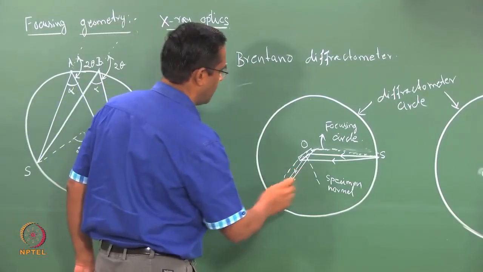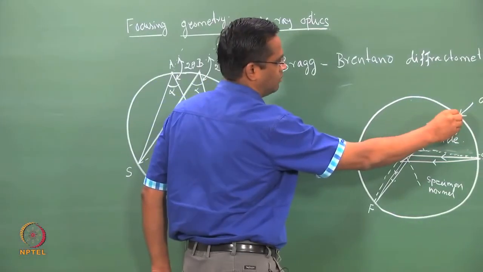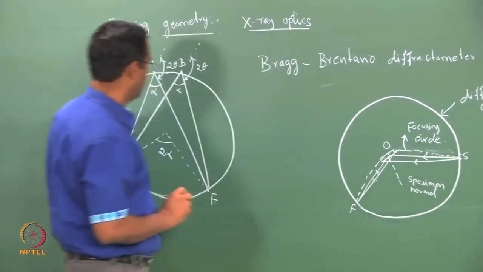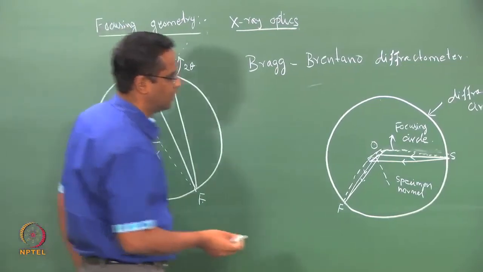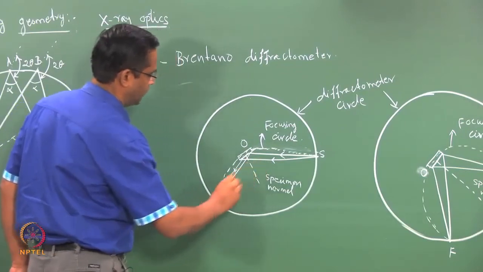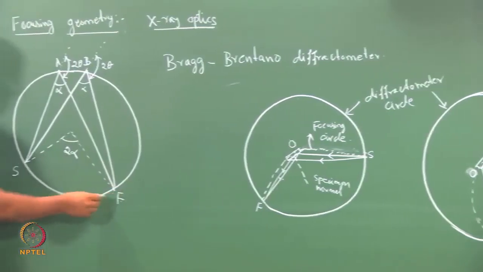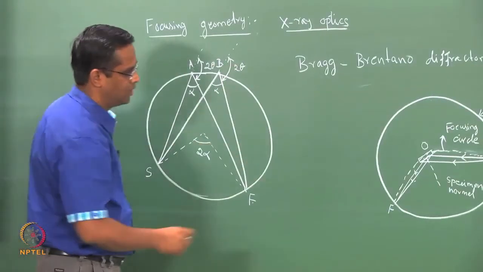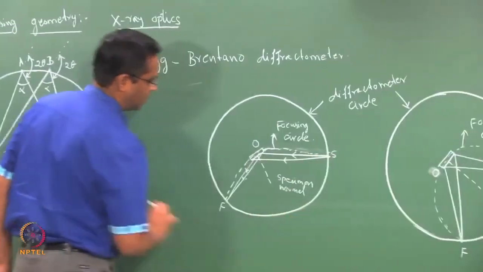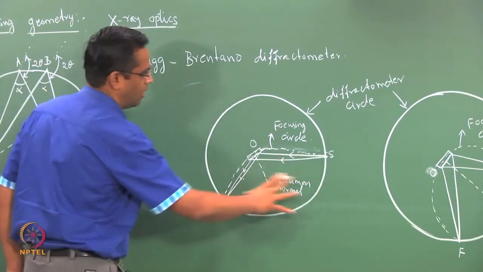So, we are talking about two circles here. One is the diffractometer circle or goniometer circle, the other is a focusing circle. So, what is this focusing circle? Depending upon the 2 theta, it is going to vary. Your specimen, detector and the source should be on a circle. So, assume that this is a focusing circle and this is your diffractometer circle. Depending upon the 2 theta, it is going to vary this way or this way.